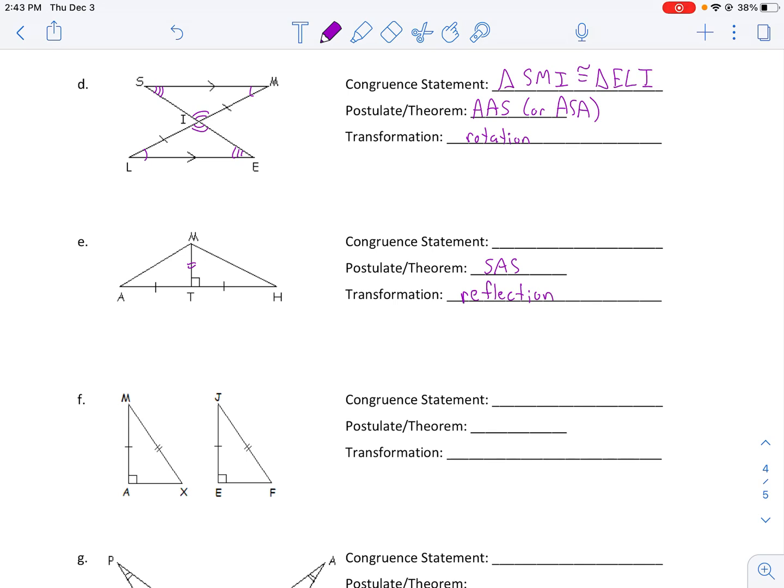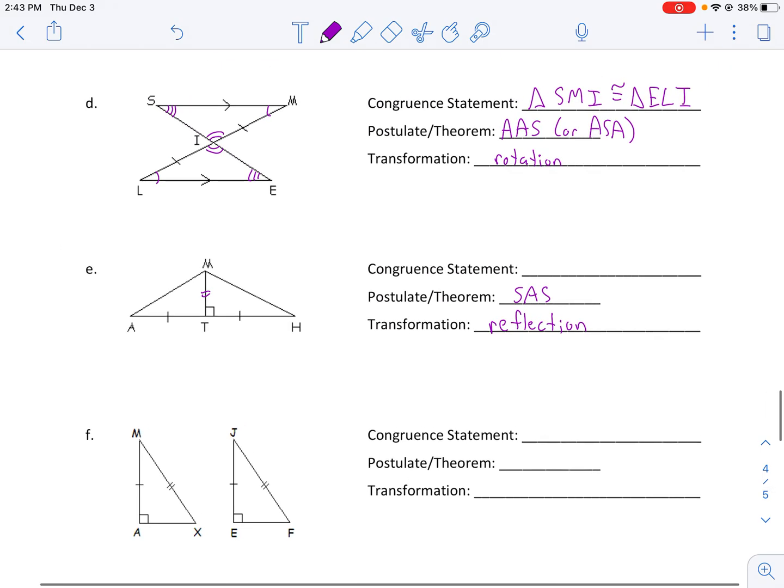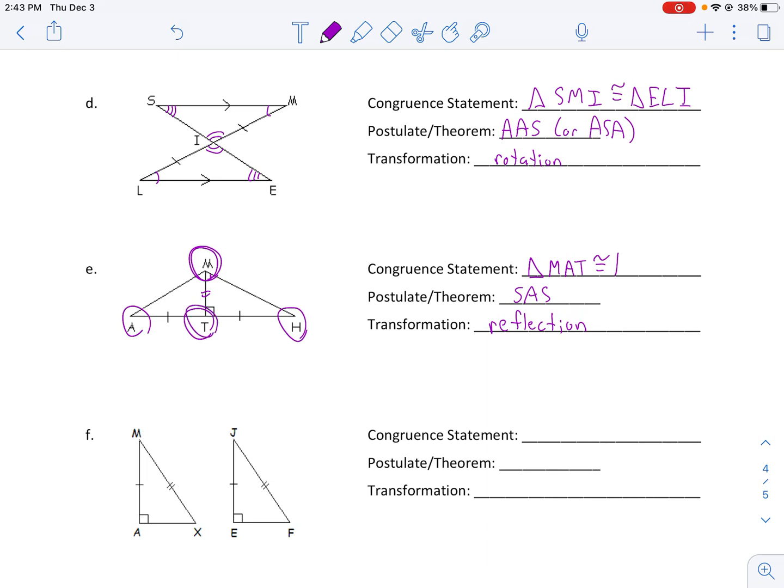And then our congruence statement, again, I'm going to say triangle, let's say MAT. So I did MAT, so then I got to do MHT. It's got to be the same order. They all got to correspond. The congruent angles have to correspond to each other when you're doing your labels.